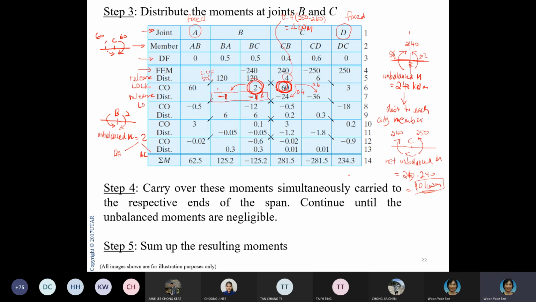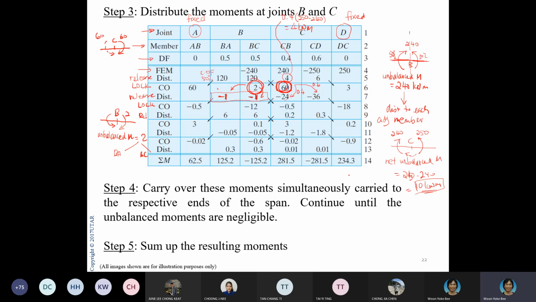Then next we lock our joints back so that we can carry over. Here I have -1, I will carry over half of it. Here again I have -1, I carry over to C. Here I have -24, I carry over -12 back to B. Same with this, -36, I carry over -18. Now I have locked it back.